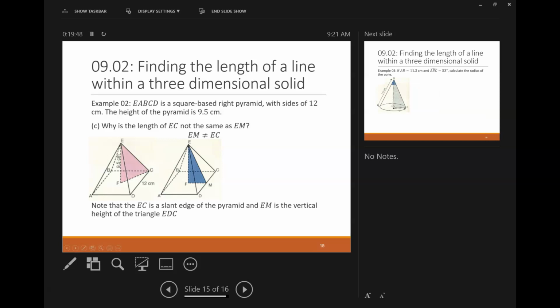So vocab here, again, EC is a slant edge. And EM is like the vertical height for this triangle EBC, one of the triangular faces. Is everybody okay there? And this is a common place that students get confused, as they use the slant edge for the height of one of these triangular faces when we calculate surface areas. So you have to be a little bit careful there. That's why I've included this example, because that's a common mistake I see students make.